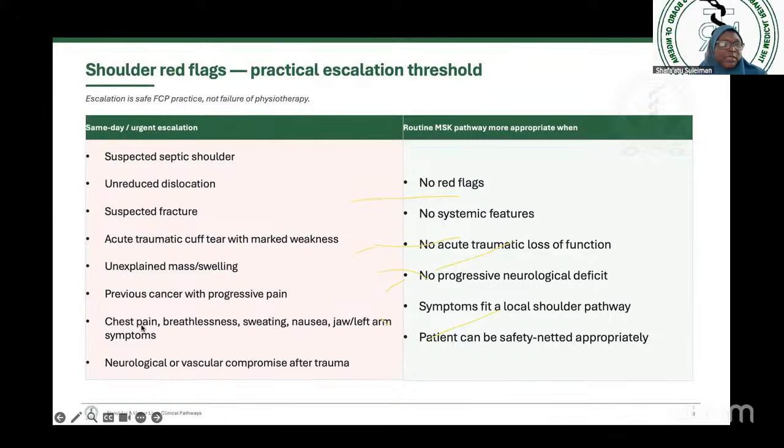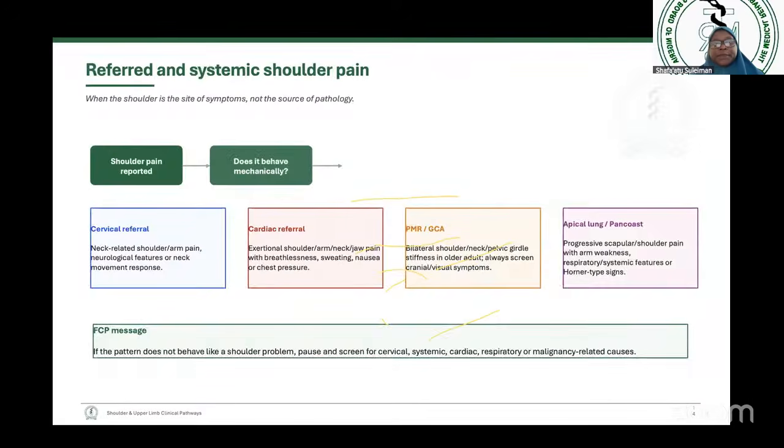When there is chest pain associated with the shoulder pain, breathlessness, sweating, nausea, jaw, or left arm symptoms, that's also another thing that needs to be looked into thoroughly. And then neurological or vascular compromise after a trauma. For routine MSK, when there is no red flag after screening, no systemic feature, no acute traumatic loss of function, no progressive neurological deficit, and the symptoms fit a local shoulder pathway, then the patient can be safety-netted appropriately and treated as an MSK condition.